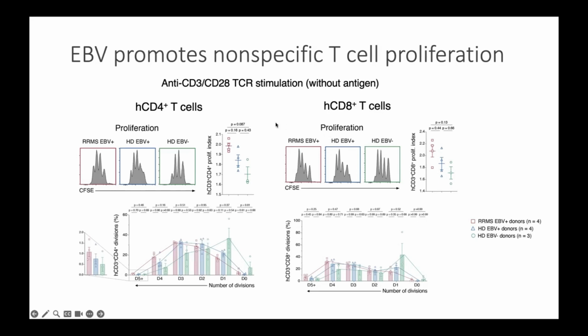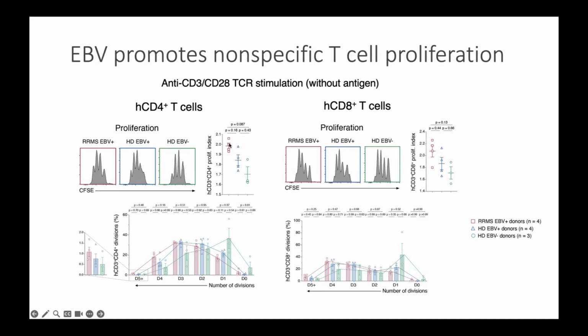But what we saw is if you actually just take PBMCs from your donors that have or haven't had EBV or MS, and you stimulate them with CD3, CD28 beads, so this is just general TCR stimulation without any specific antigen, the T cells that are derived from people who have had EBV, even compared to just people who haven't, proliferate much more strongly in response to the stimulation.